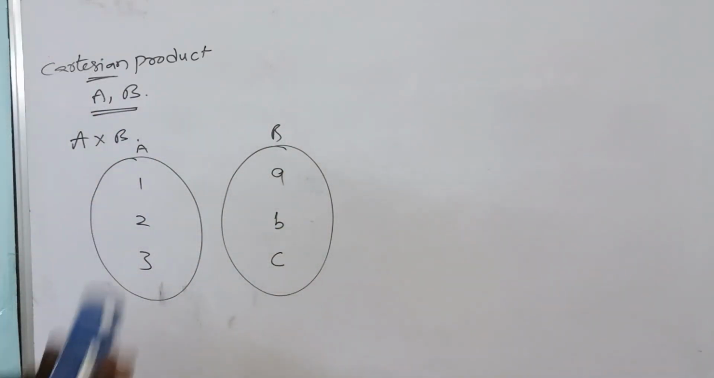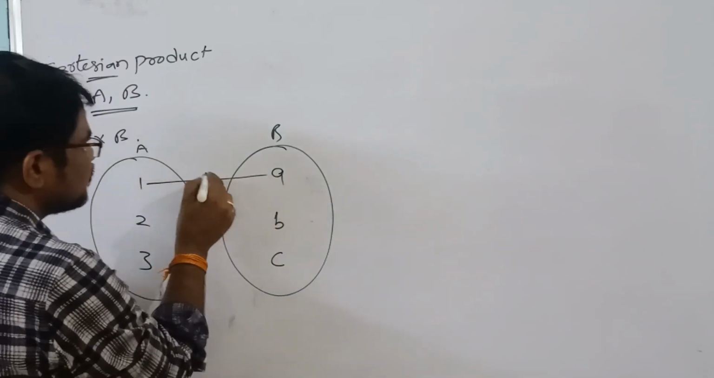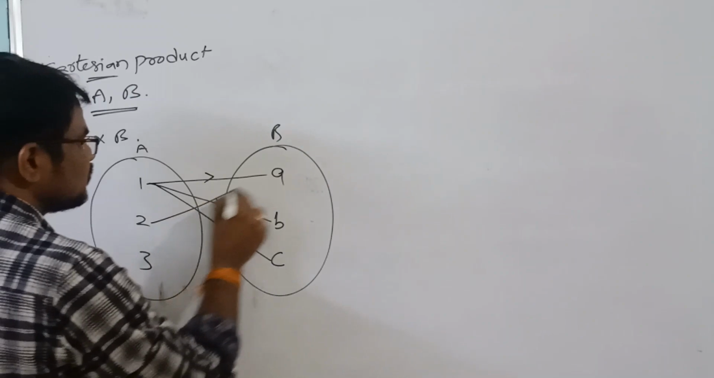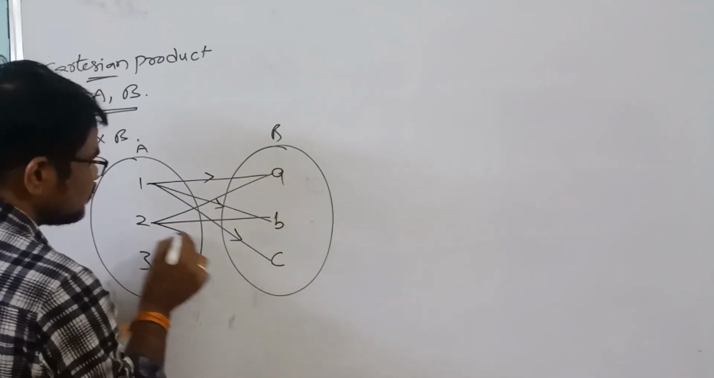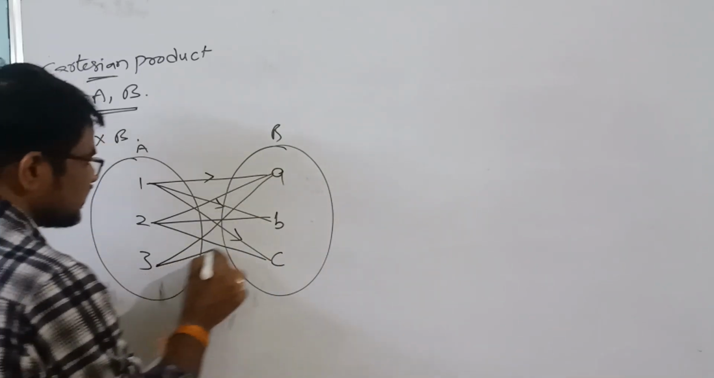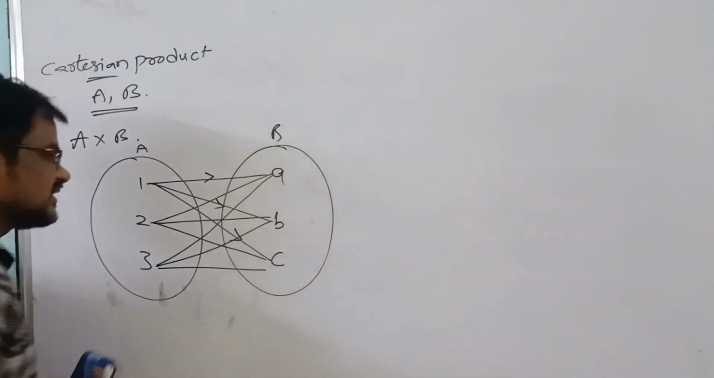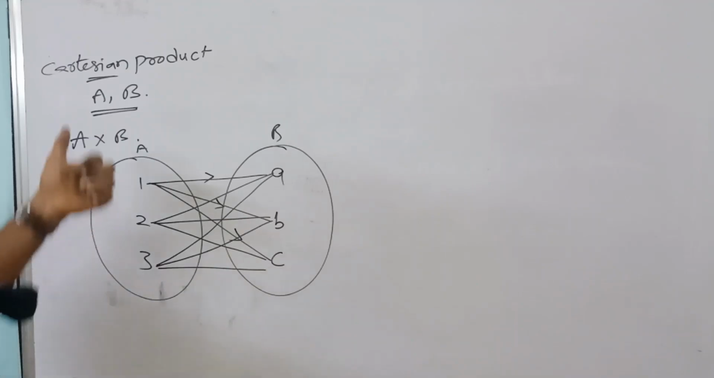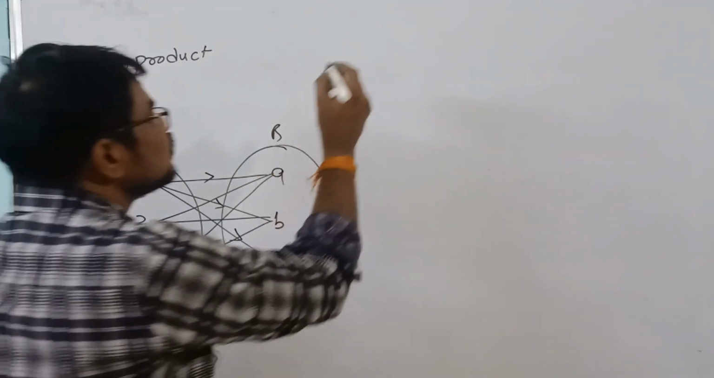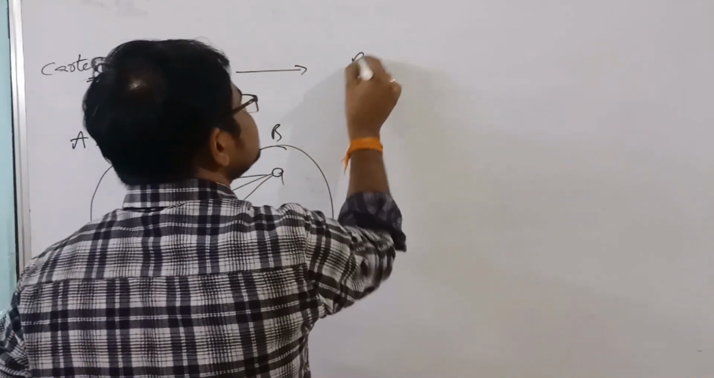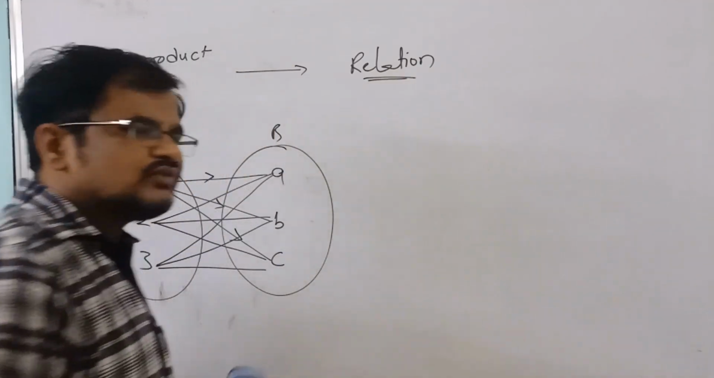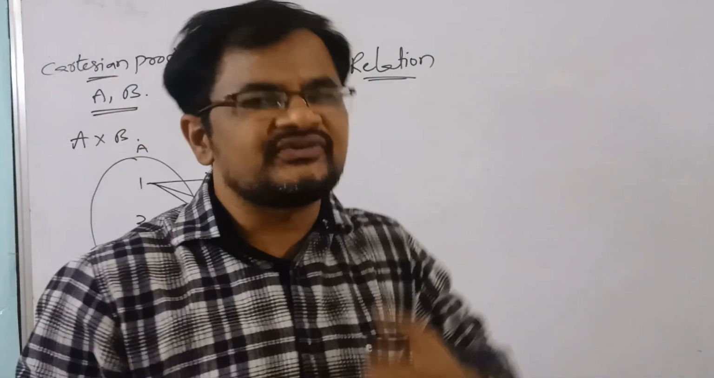So how to define the Cartesian product? 1 to a, 1 to b, and 1 to c, like that. 2 to a, 2 to b, and 2 to c. Next 3 to a, 3 to b, 3 to c. This is the Cartesian product of the two non-empty sets A and B. Now come to relation.